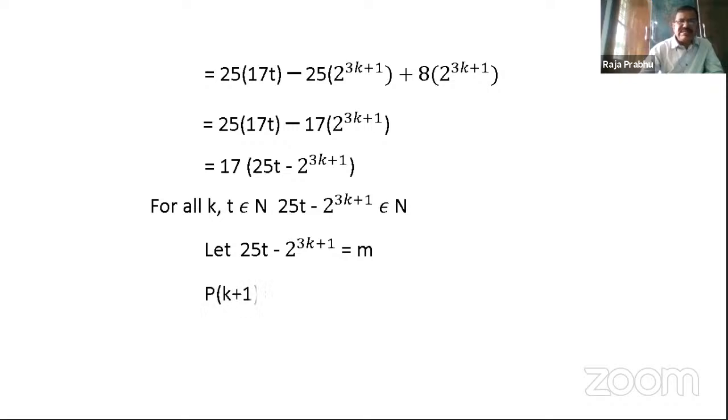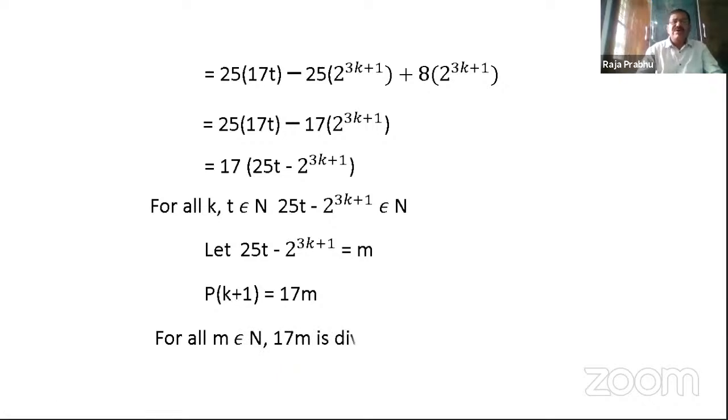Then that expression, p of k plus 1, can be written as 17 into m, where m is this one, 25t minus 2 to the power 3k plus 1. Okay, now it is 17m. What is 17m? It is nothing but a multiple of 17. 17 into something is written. Therefore, it is known as a multiple of 17. Therefore, now 17m is divisible by 17. 17m is nothing but p of k plus 1. So p of k plus 1 is divisible by 17. Means this is verified for n equal to k plus 1 also.